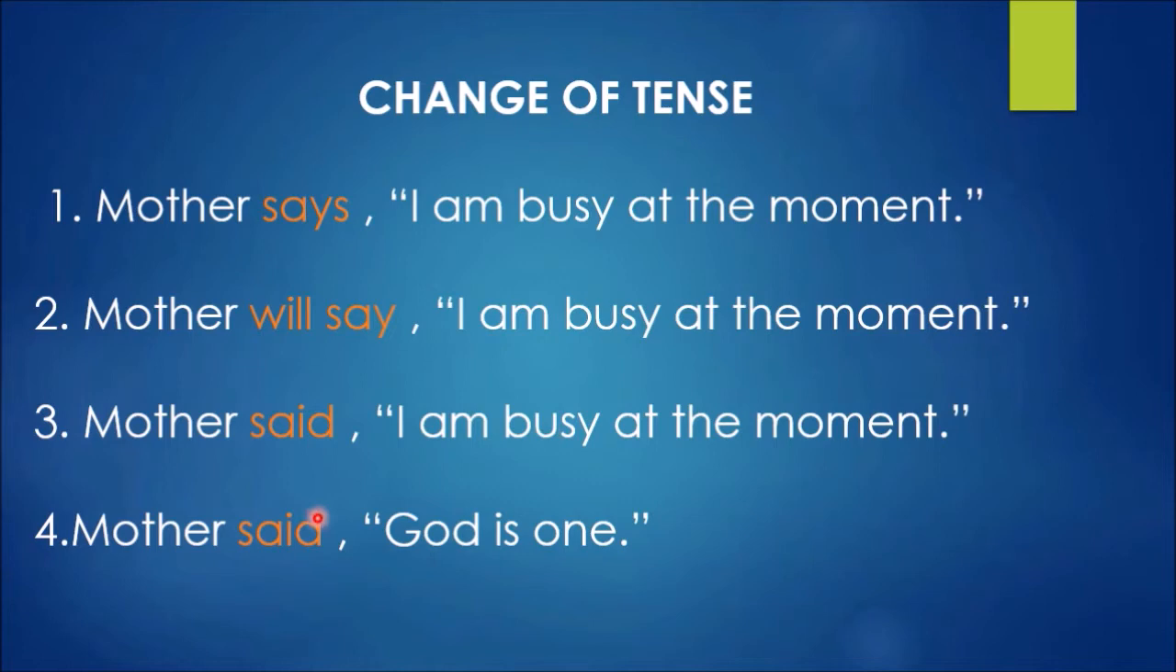In the fourth sentence, there is past tense in the reporting speech and there is a universal truth in the reported speech. So when we want to change the tense of the reported speech, we have to look at the tense of the reporting speech. See, here is present tense. In the second sentence, there is future tense. In the third and fourth sentence, there is past tense. Let's discuss this concept in detail.